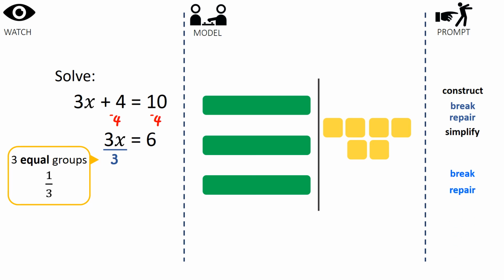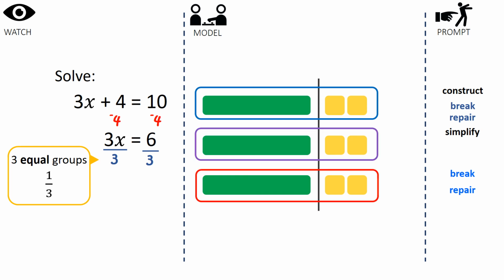We have to repair; we have to do the same on the right hand side. So I've shared the group of 6 into 3 separate groups. Each group represents exactly the same, and x equals 2. Again, we've got a nice little calculation there: 6 divided by 3 equals 2.